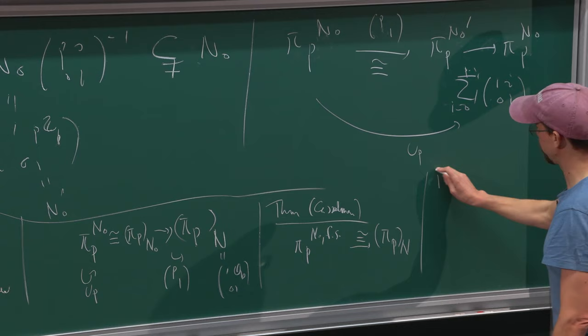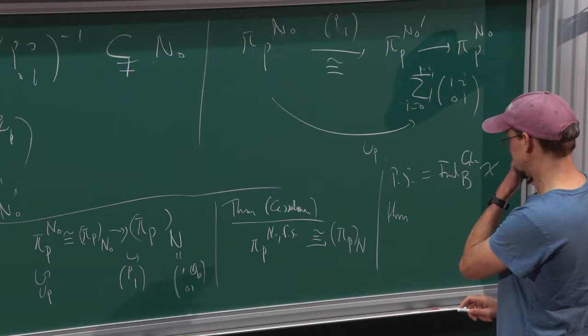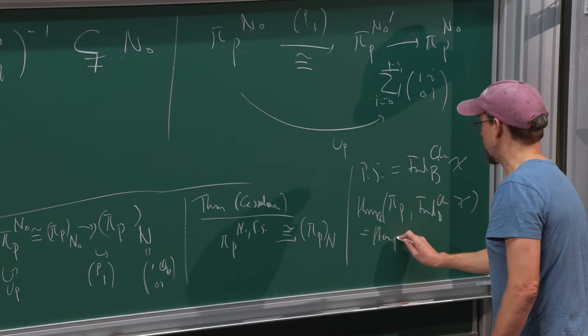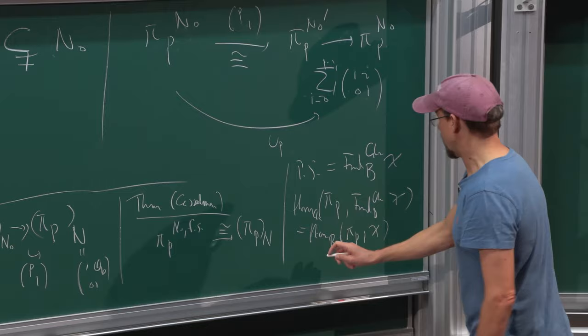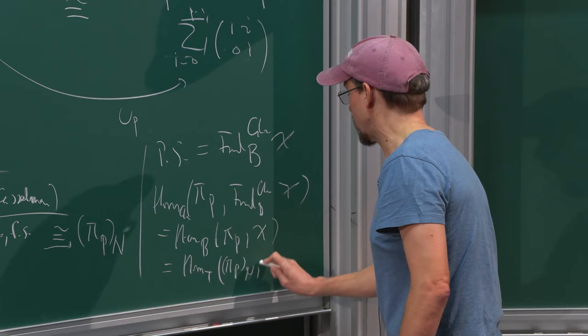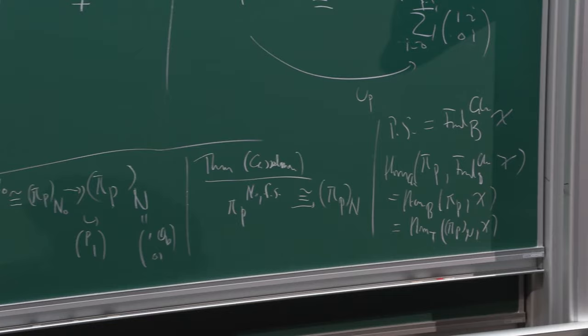So a principal series is an induction from the Borel to GL2 of a character. And so Hom from pi p to a principal series over GL2 is the same as Hom over the Borel from pi p to the character. And since the character is trivial on the unipotent radical, this is the same as the Hom from the N co-invariants to chi over the torus. So this computation, combined with Casselman's theorem, is why this is true.